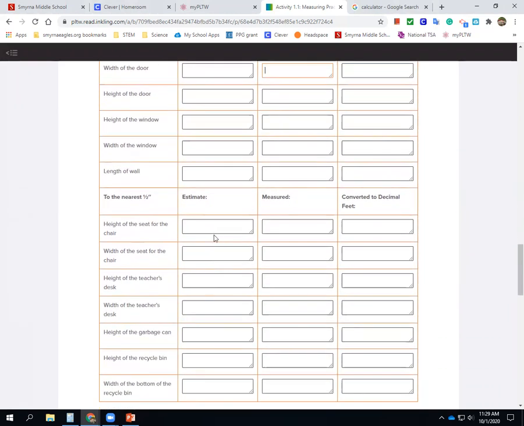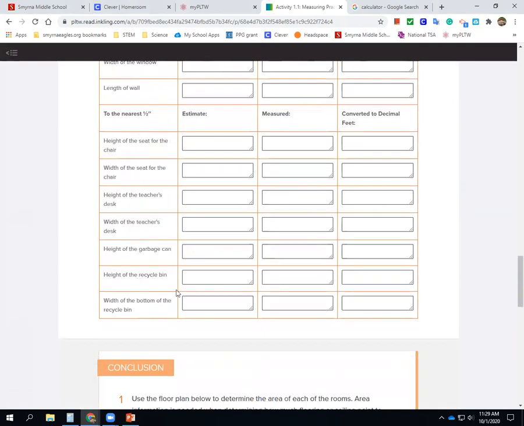You're going to do the same thing for a seat, the height of the seat, the width of the seat, the height of the desk. Doesn't have to be a teacher's desk, any desk. Height of a garbage can, height of a recycle bin. You're going to estimate first. Just look at it. Oh, I think that's about 2 feet. Oh, I think that's about 1 foot, 6 inches, 1.5 feet. Actually, don't write it down. Type it in, and then go measure it, and then convert the measured to the decimal feet.